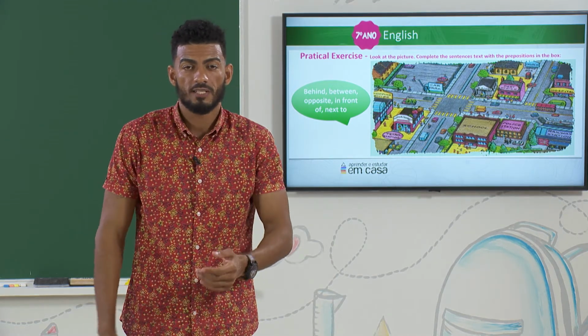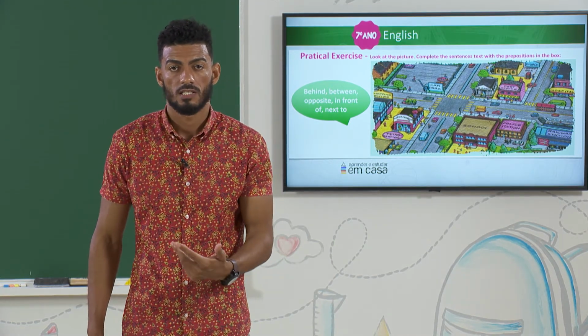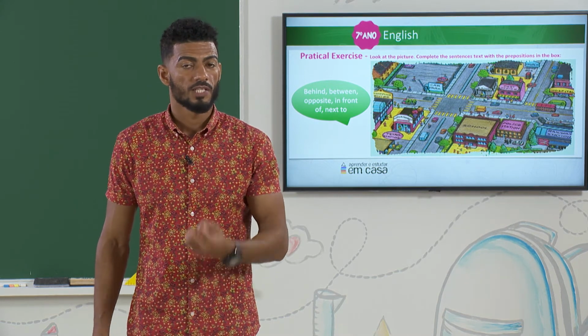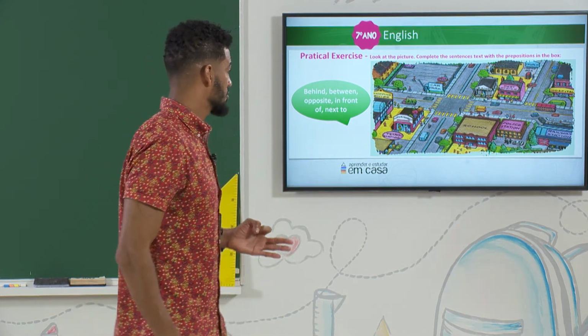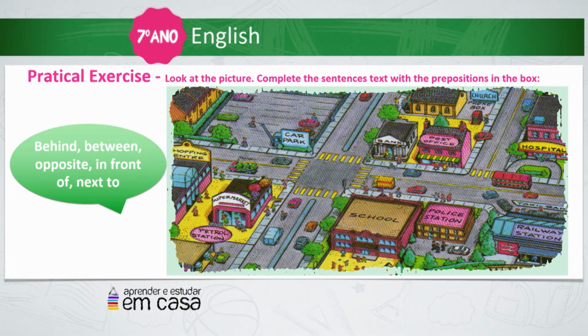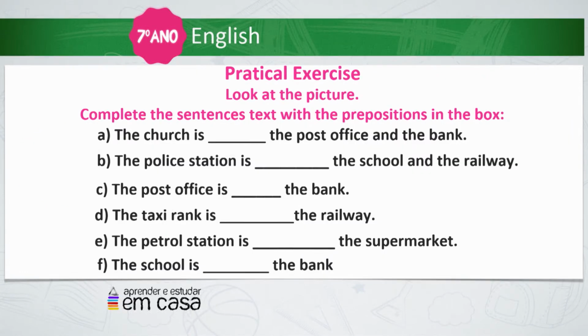Now let's go to the practical exercise. So here is what you have to do. Basically, you have to look at the map, then locate the public place that you have using the prepositions of place you have in the box, such as behind, between, opposite, in front of, and next to. Complete the blank spaces that you have.